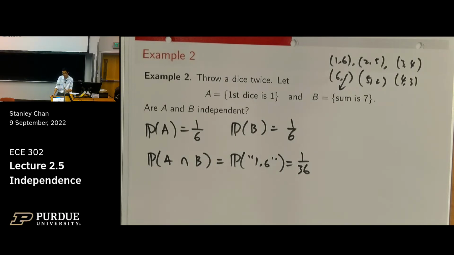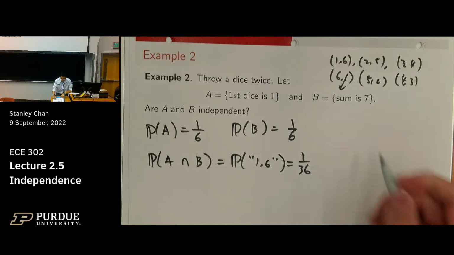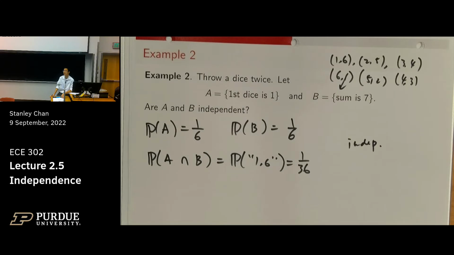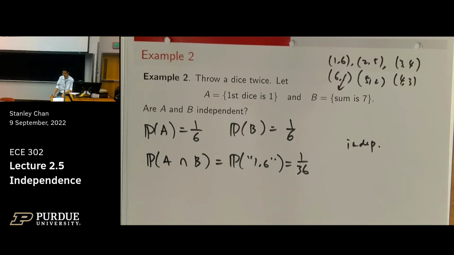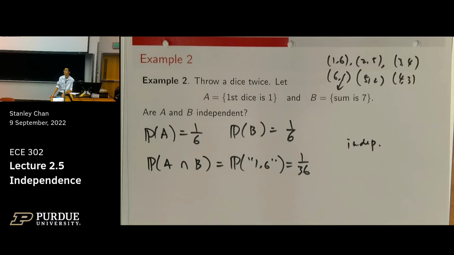And clearly you can see that this intersection is the same as the product of the two. And so they are independent. They're independent. How can this be possible, right? So one event is interacting with the other event. Yes? Not quite. So let's think about the other perspective, okay?